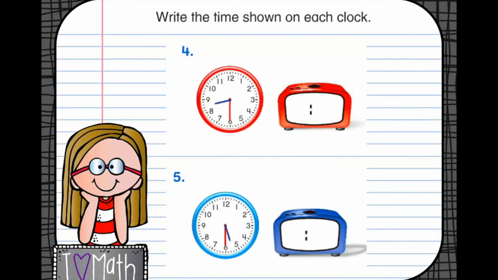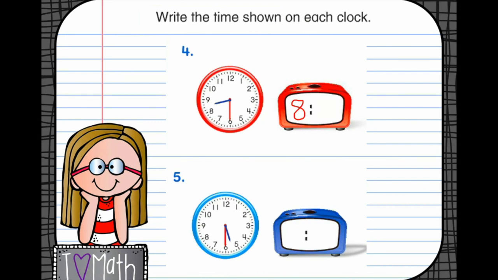Let's try a few more examples. It says to rate the time shown on each clock. So every time you look at a clock, the first thing you want to look at is the short hand, our hour hand. And in this case, it's in between 8 and 9. Not quite 9 o'clock yet, so it's still within the 8 o'clock hour. So I'm going to write that in on my digital clock, that the hour is 8.